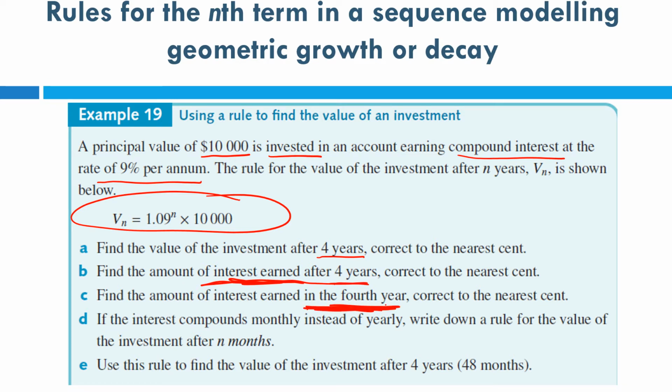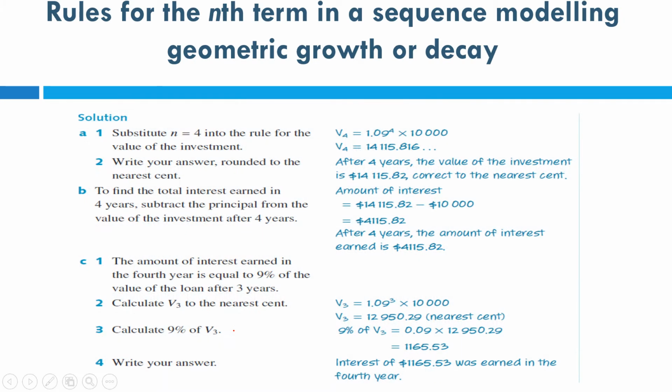We'll do this. And then the next one says if interest compounds monthly instead of yearly, write down a rule for that. So we've got to change something here. And then the next part, after 4 years, which is 48 months, for the investment, find out the value of the investment. So let's look at doing the first one. It said after 4 years, what's the value of the investment? You would just type in 1.09 to the power of 4 times 10,000. That gives us that. So after 4 years, again, write it in an English sentence: after 4 years, the value of the investment is that, correct to the nearest cent.